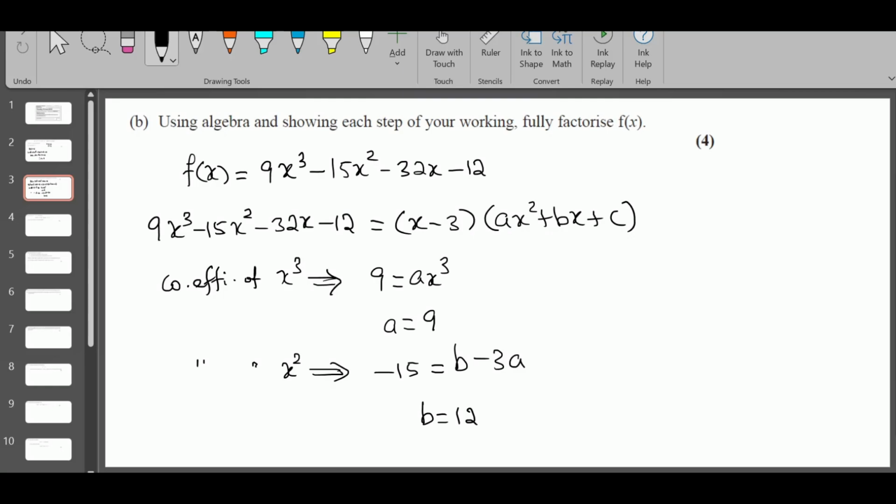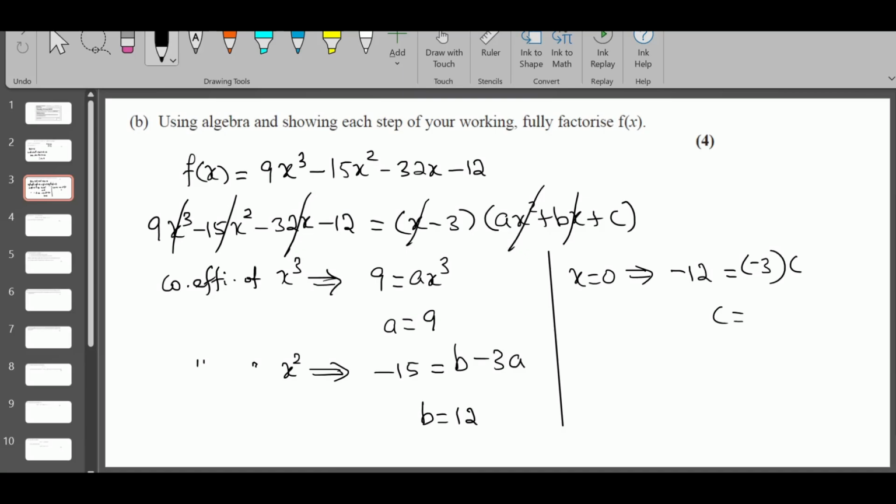And then you can also give any value in the place of x. I'm going to sub in x is 0, which is the same as comparing the constant term on both sides. These are all 0, minus 12 is equal to minus 3 times c. c is minus 12 over minus 3, which is 4.